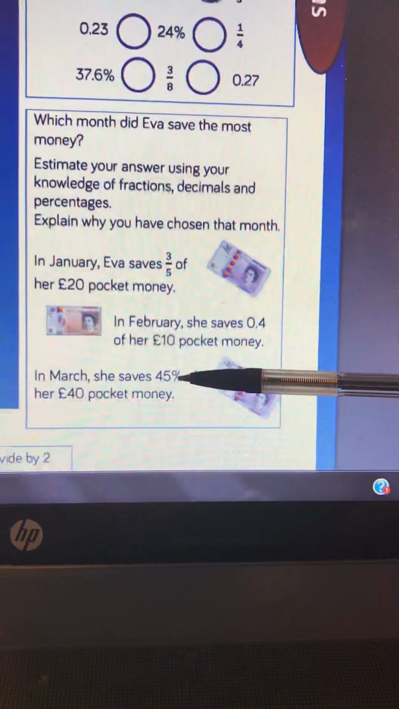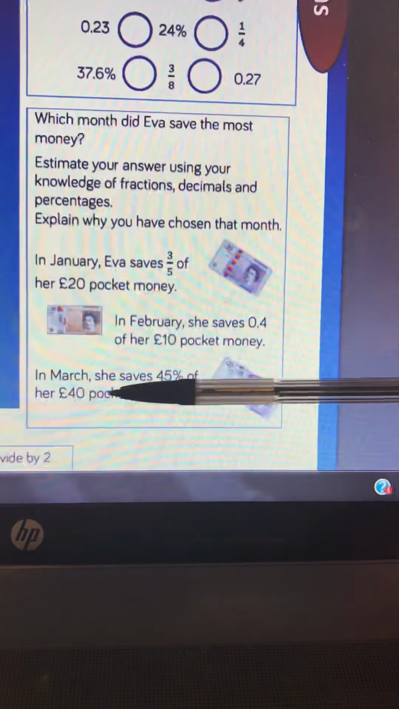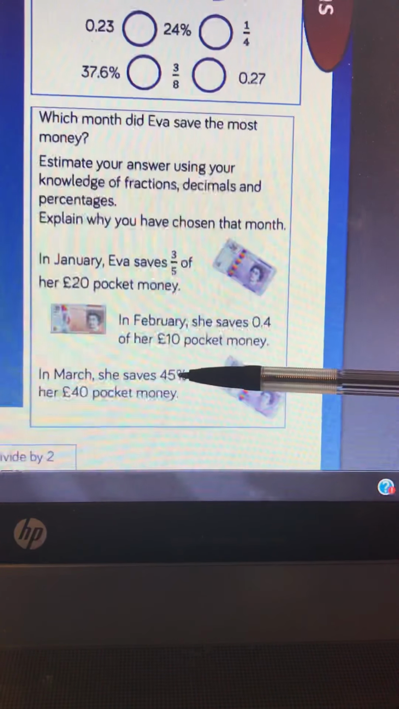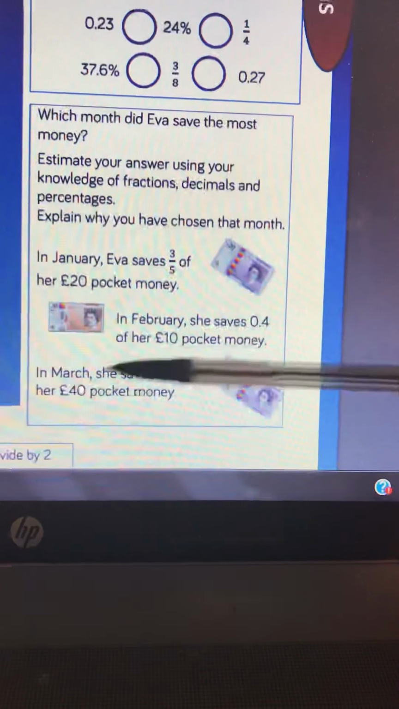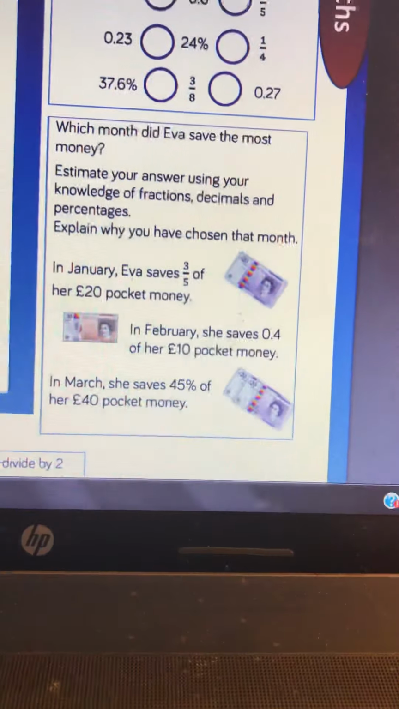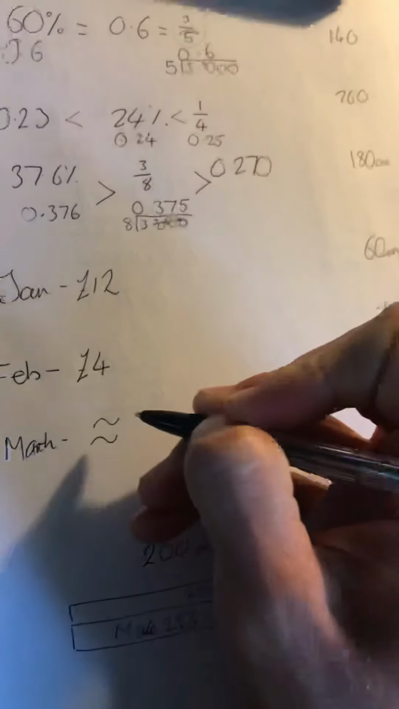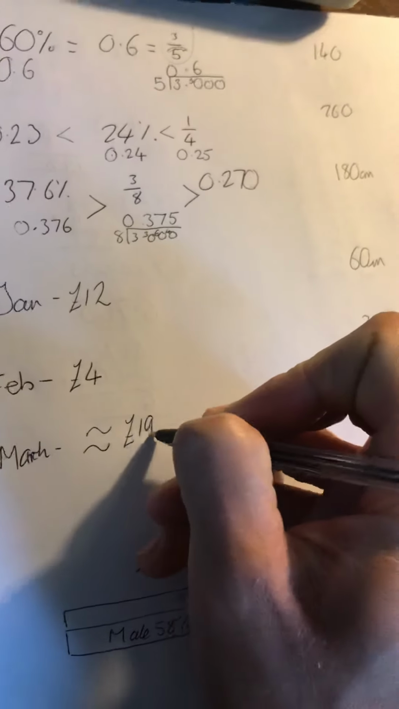45% is nearly half, nearly 50%. If it was 50%, it'd be £20. So it's definitely going to be March that she saves the most, because as an estimate, I'm going to say it's about £18, £19 that she saves. The symbol for an estimation is a wavy equals sign. So I'm going to put that there, which I like.